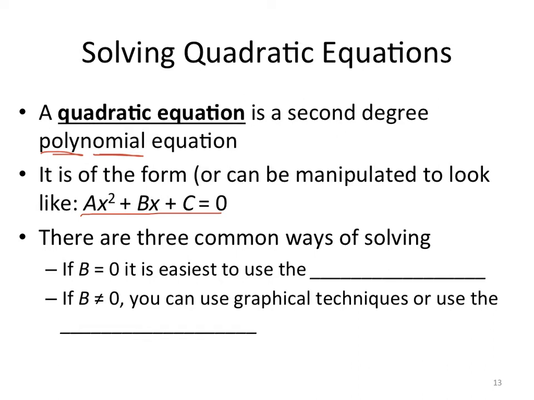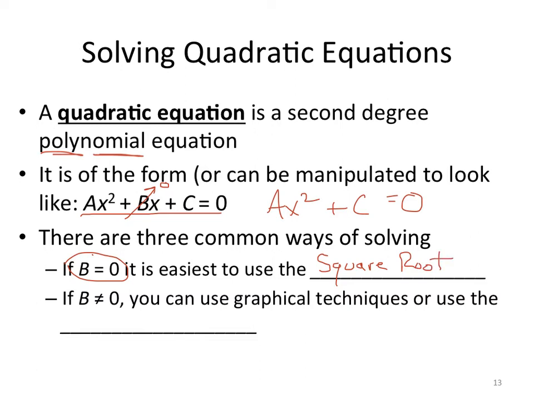Now, if the b is 0, and that makes that whole middle term go away, then you would have an equation that essentially looks like this: ax squared plus c equals 0. If that's the case, then you could possibly use the square root method.